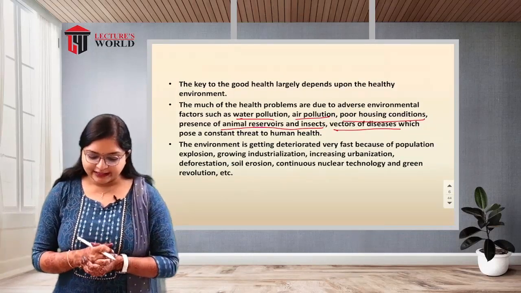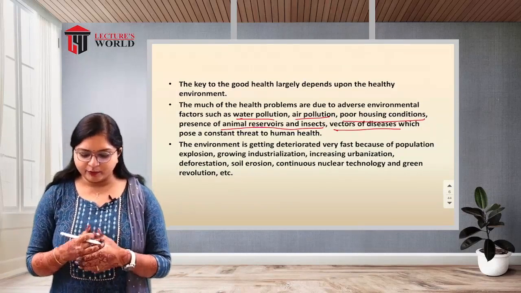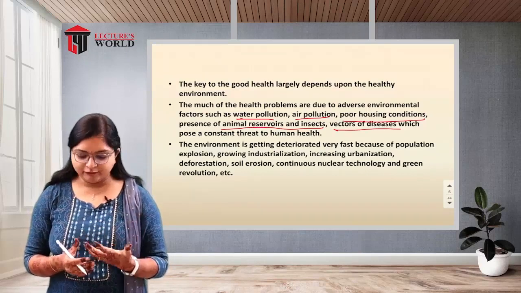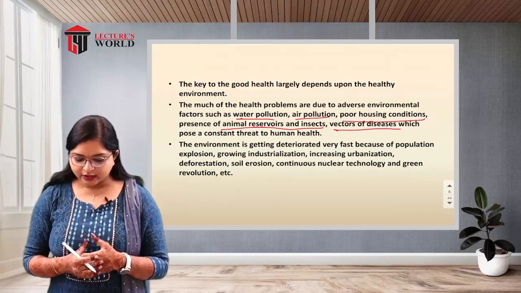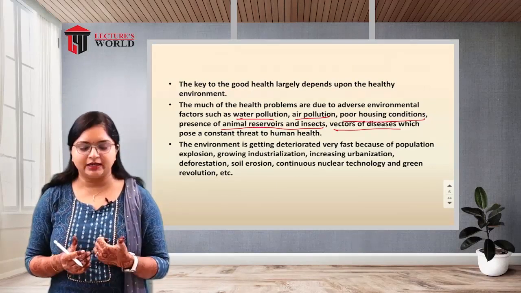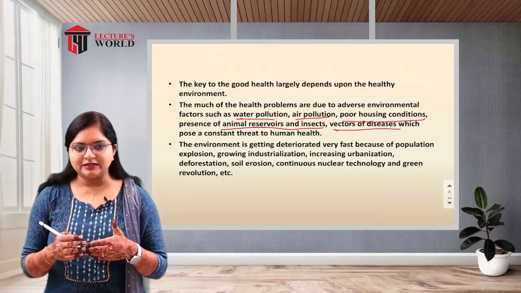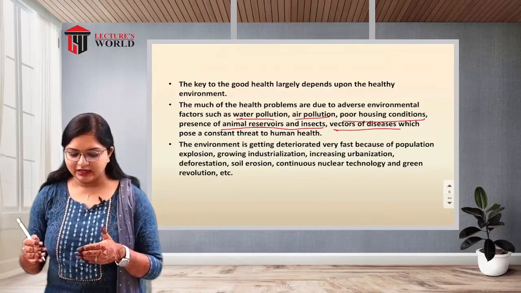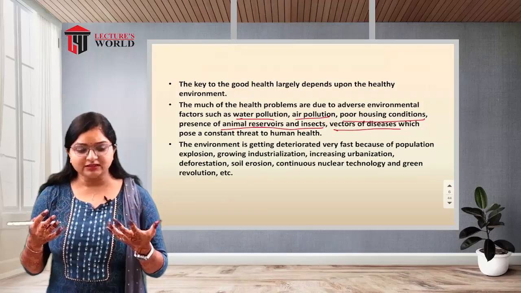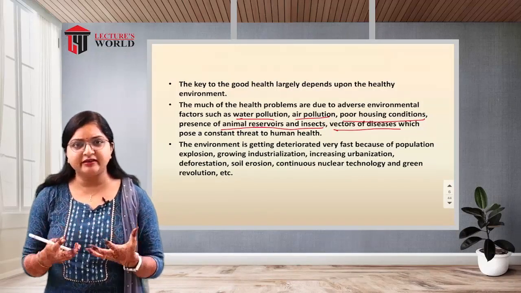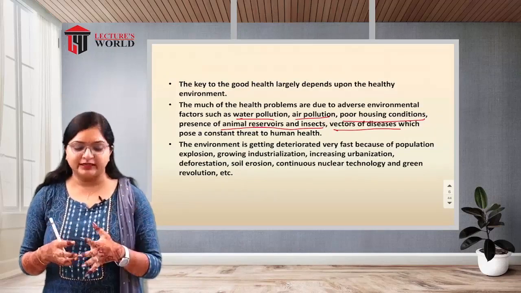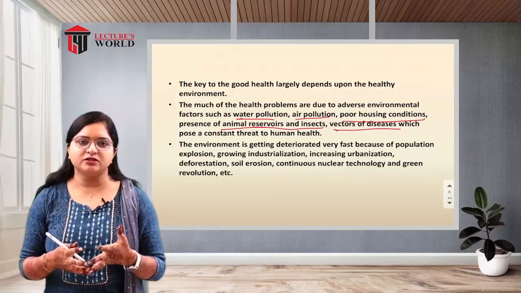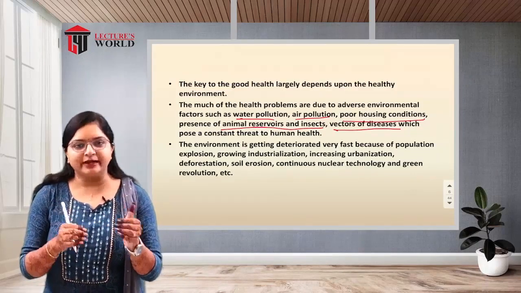The environment is deteriorating very fast because of population explosion, growing industrialization, increasing urbanization, deforestation, soil erosion, continuous nuclear technology, the green revolution, etc. So basically the environment is gradually deteriorating very fast because of these problems. We have heard many times of the basic problem, that is population explosion. In earlier times there was not this much population, so the environment was healthy compared to this time.